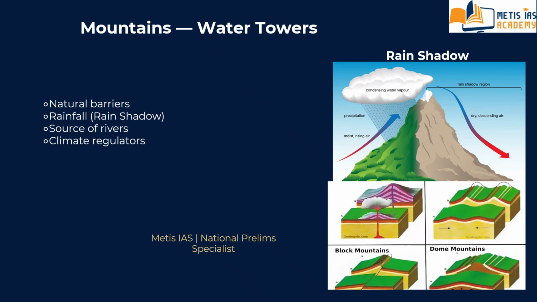Next, we will move into glaciers. In high mountain regions, permanently frozen rivers of ice exist. These are called glaciers. Permanently frozen rivers of ice are called glaciers. They act as natural reservoirs of fresh water.